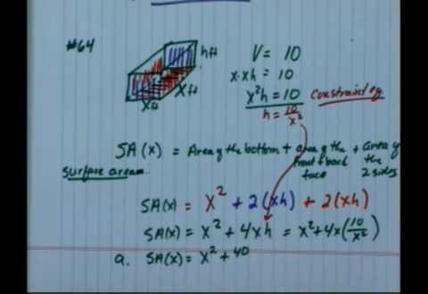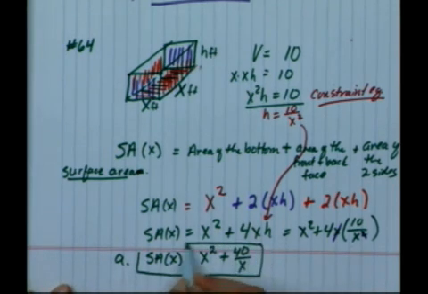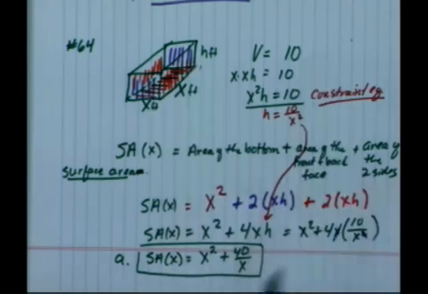And this 1x divided out with one of the x's in the denominator. And so I get 40 over x. So this is the formula for the surface area of this box that will hold 10 cubic feet. Does that make sense, everybody? Are you good? Okay, let's go to part B.